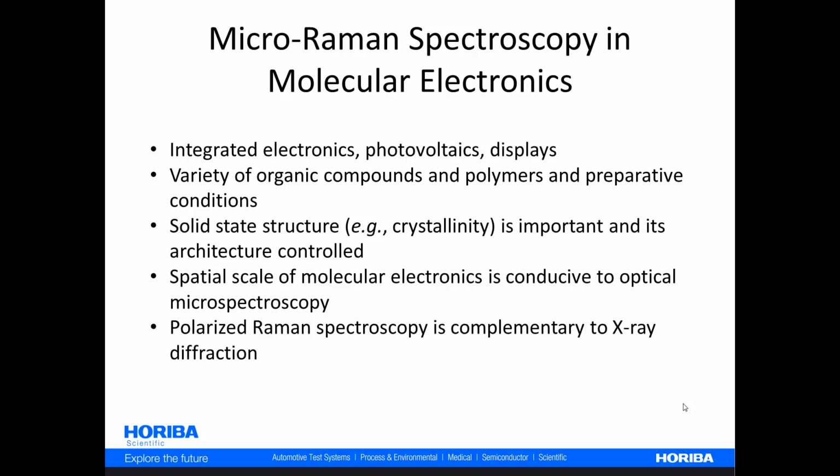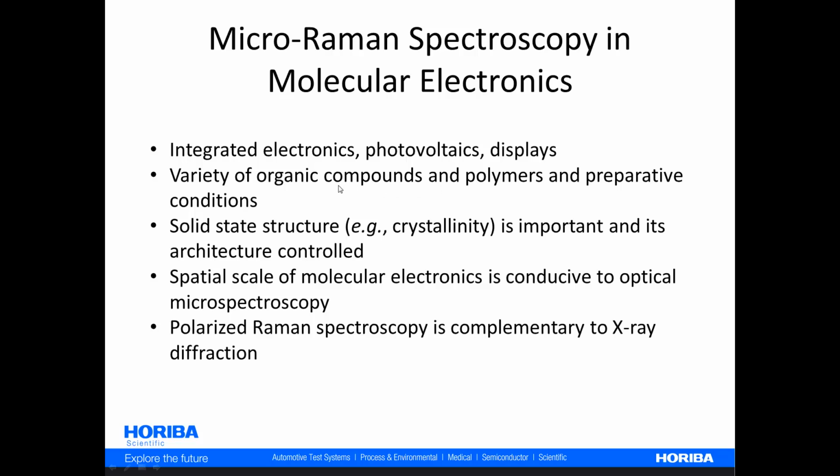So let's sum up how we can think about the use of micro-Raman spectroscopy in molecular electronics. We can think about using it with integrated electronics, photovoltaics, and displays. And why is that? Well, because the spatial scale of the molecular electronics is conducive to optical microspectroscopy. Your spatial resolution is well suited for the dimensions that you'll find in these organic electronics, so to speak.